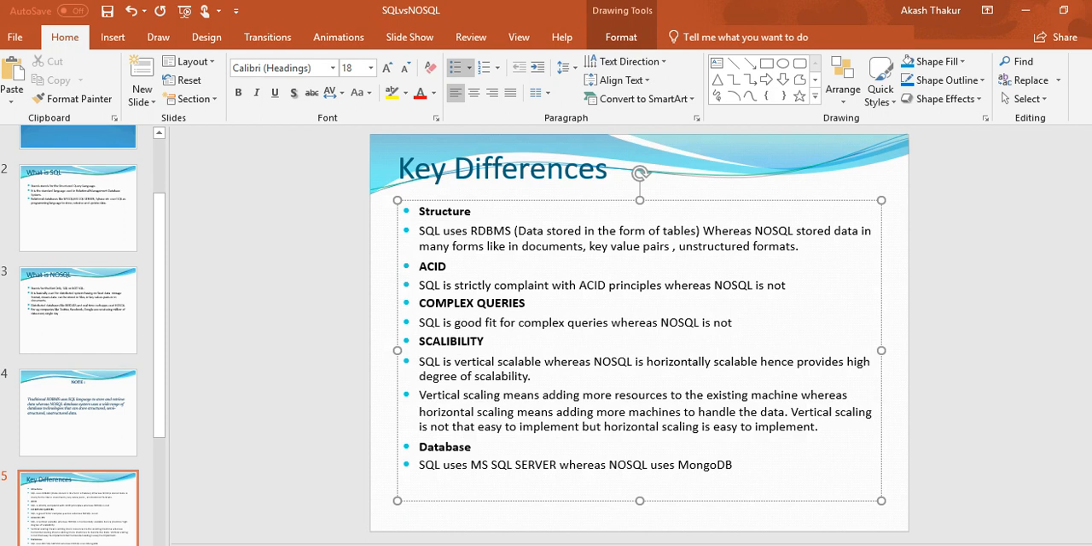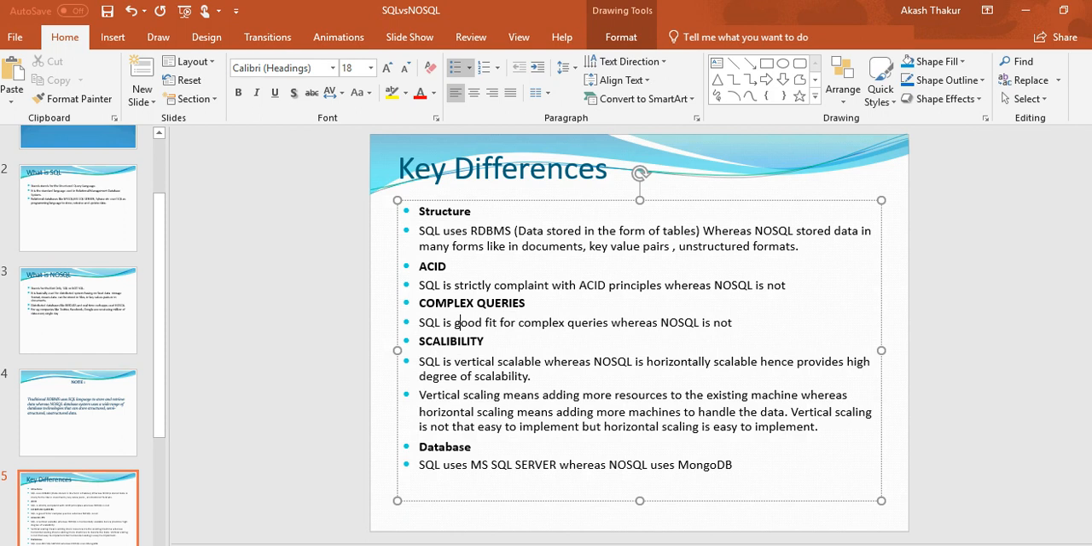You do not have any constraints. You do not have any foreign key constraint, primary key constraint, table constraint, default. Any type of rules, you do not have in NoSQL. So that is why in NoSQL you cannot write a complex query to retrieve the data.